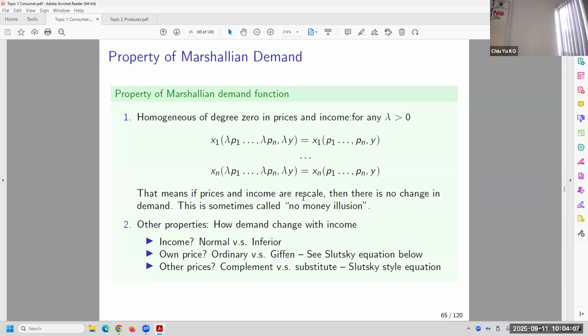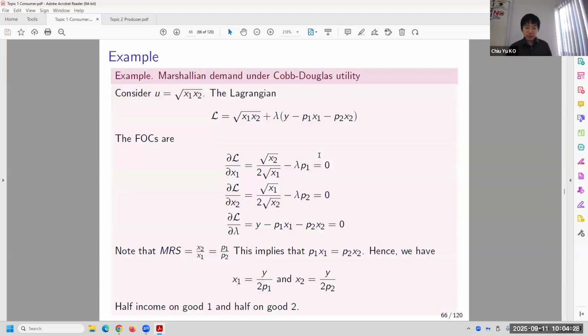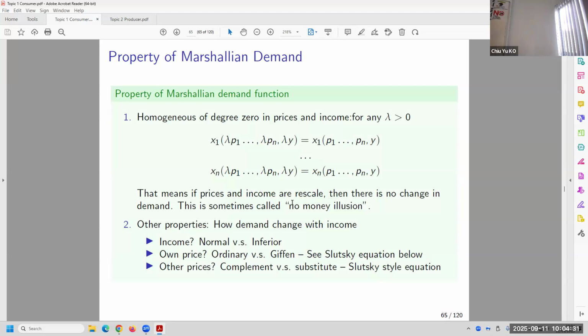I think this part is not that much, but what matters more is your other properties: how demand changes with income and with the price itself. But the model actually doesn't say anything. It turns out to be very surprising. The model itself, if you don't make any restriction, you can't really say if your income goes up, whether you would consume more or consume less, because everything is possible.